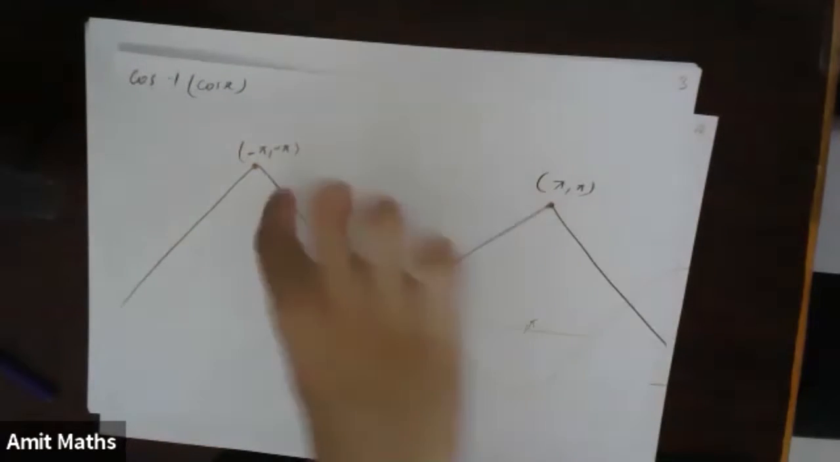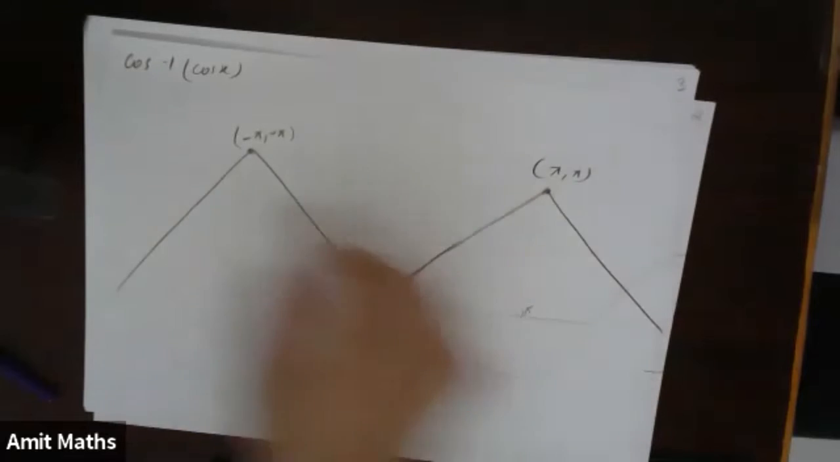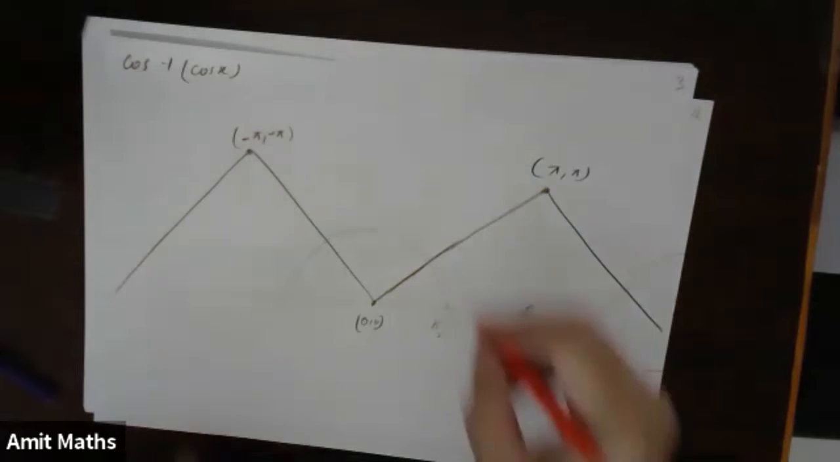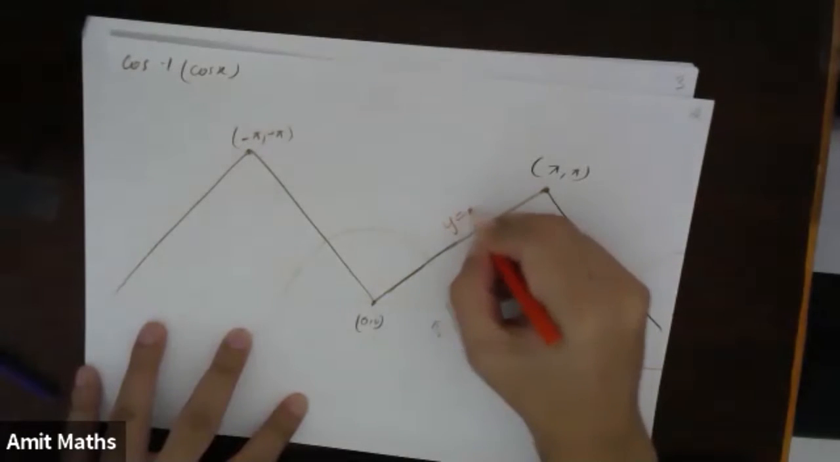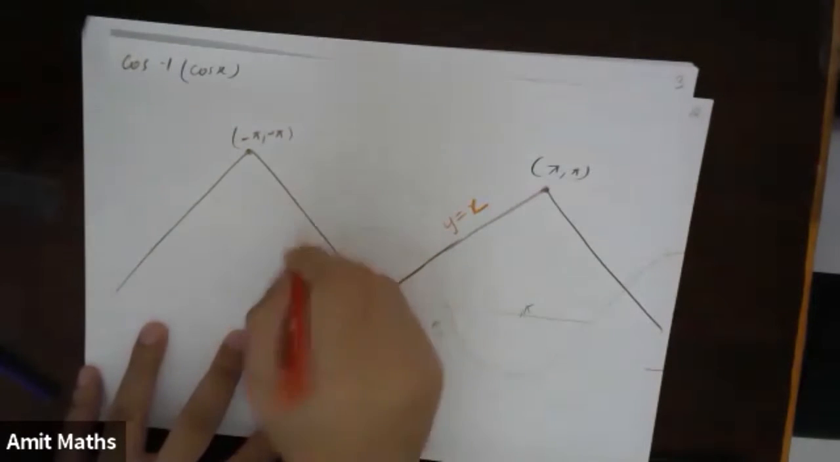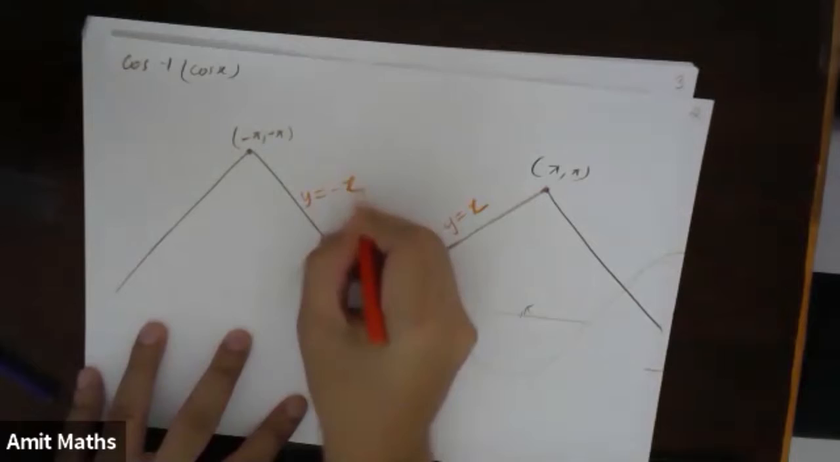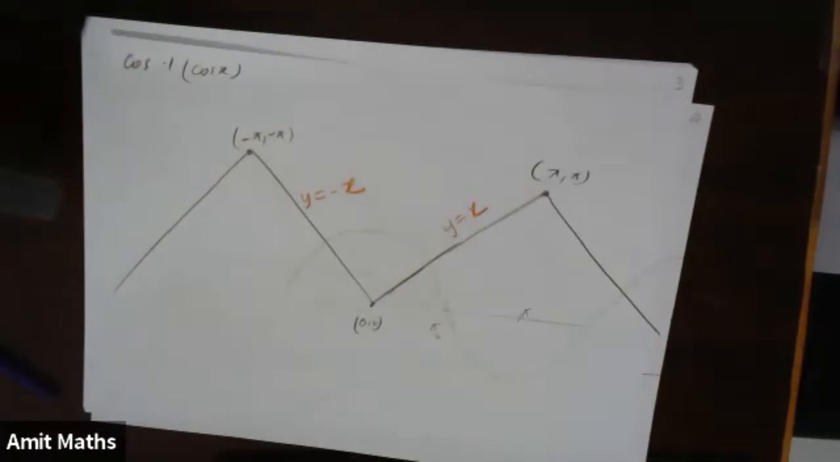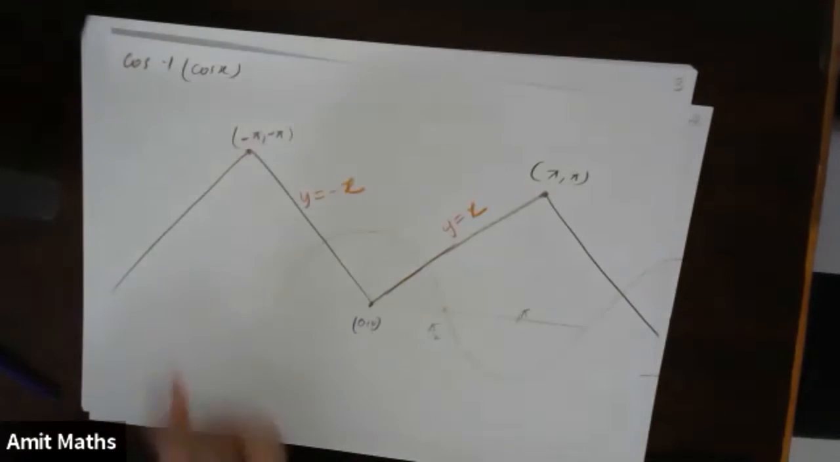Okay, now I want you to write the equation of these lines also. Just write for this one and this one, this one and this one. The simplest equation of the line is y is equal to x, and this line is y is equal to minus x, right? Then what will be the equation of this? Let's say, what is the equation of this line?